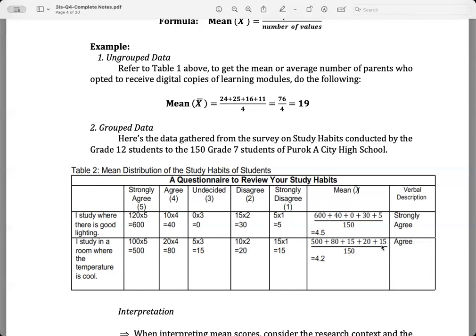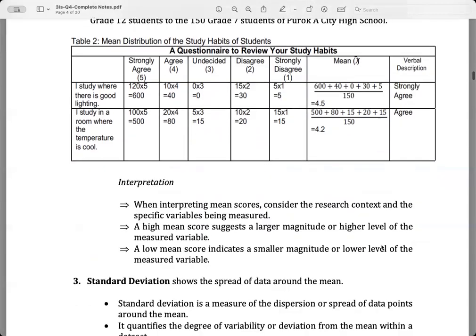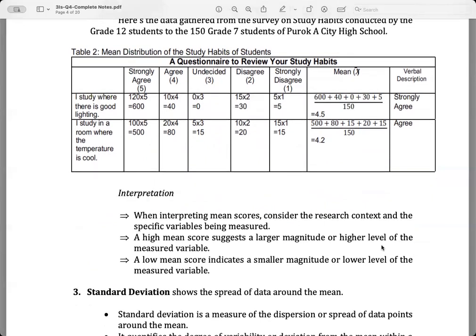If you're interested to look into the items and derive the mean for these items, that would actually be very helpful. So remember that when interpreting your mean, consider the research context and the specific variables being measured. How many scales do you have, for example, in a certain range for that matter? A high mean score suggests a larger magnitude or higher level of the measured variable, and a low mean score indicates a smaller magnitude or lower level of the measured variable. So these are just important considerations that you come up with when arriving at your mean interpretation.